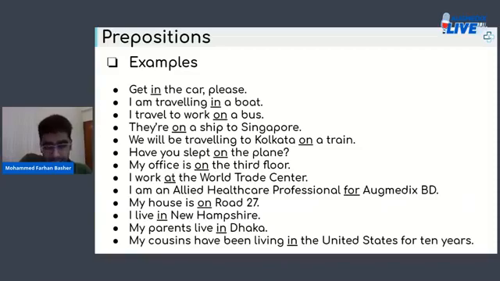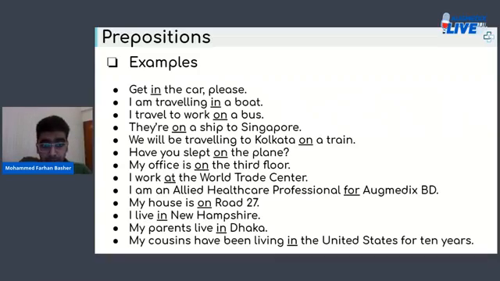I know it is a little confusing because for cars, we're inside cars, and for buses as well, we are inside buses. So why do we say in a car and not in a bus? Well, that is exactly how grammar has it, right? So we say on a bus and not in a bus. So we say, I travel to work on a bus.